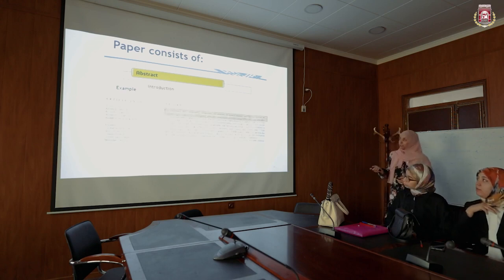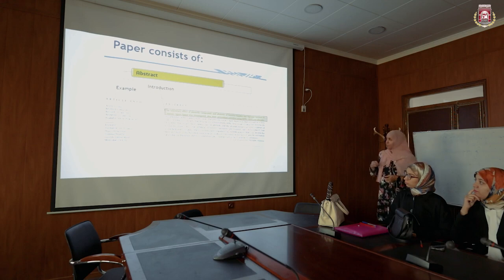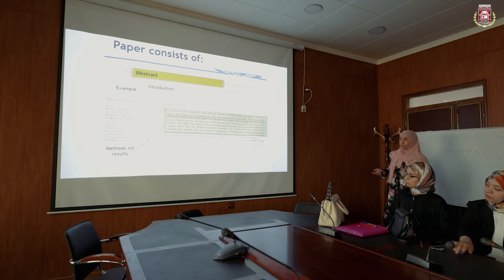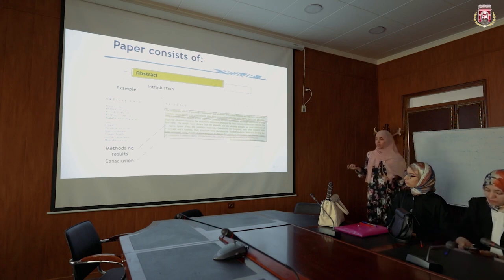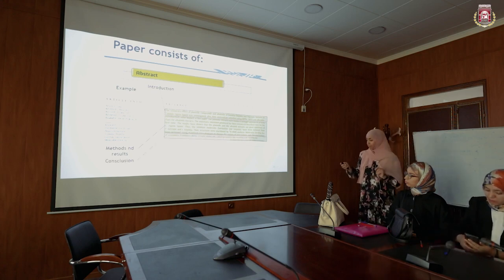For example, we have here an abstract. The first line is an introduction. The second, or the main body of the abstract, is methods and results. And the final one is conclusion and perspective.